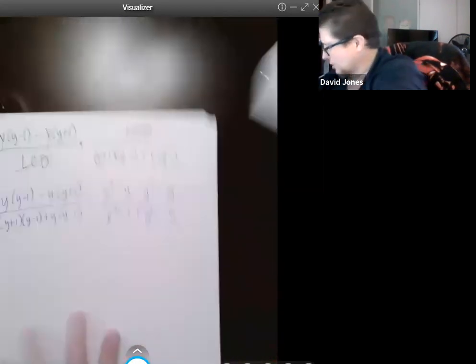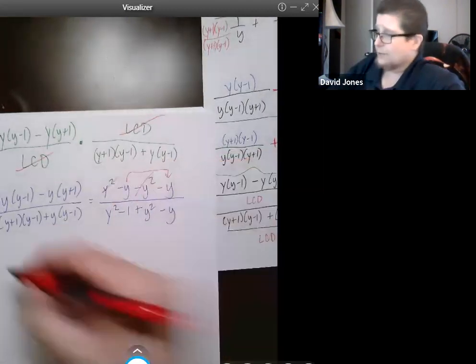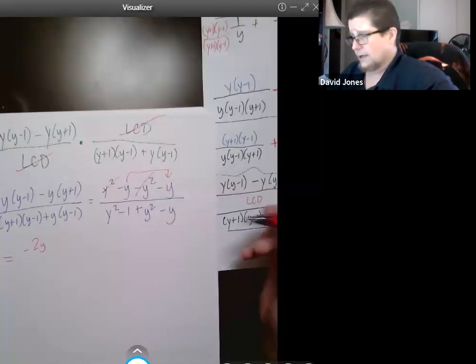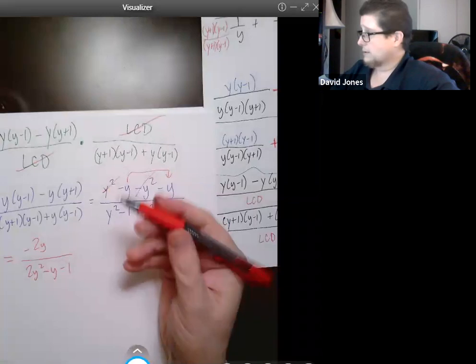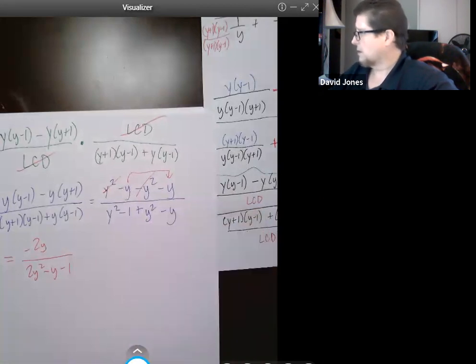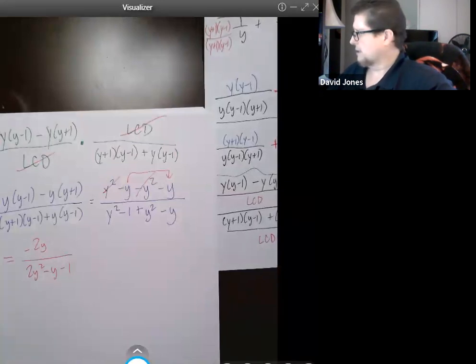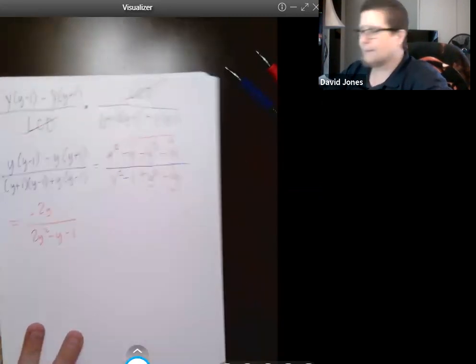And we'll cancel out any like terms we have. Look, the y squareds go away, and I can add those two together. This equals negative 2y. On the bottom, we can put the y squareds together. We get 2y squared minus y minus 1. Did I do that right? Plus y squared minus y. Yeah, okay. All right, so this is a little bit long, getting that whole big complex fraction.